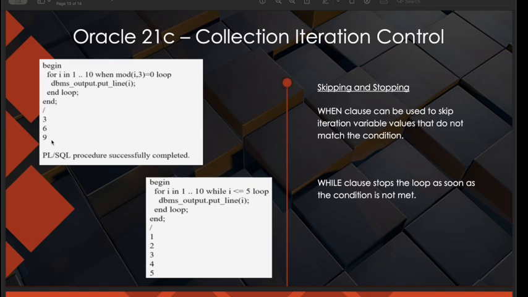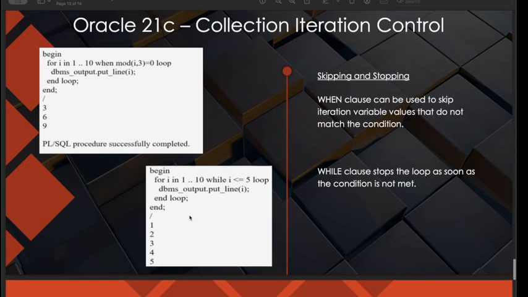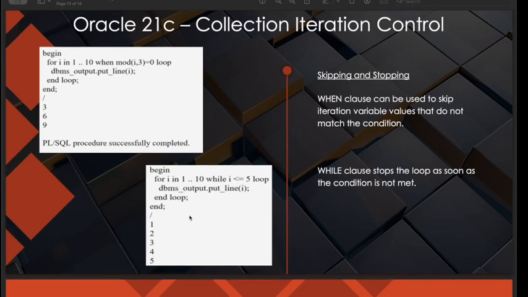The while clause stops the loop as soon as the condition is not met. In the following example, we use a range from 1 to 10 but stop the loop if the iteration variable value is not less than or equal to 5. Clearly that is a simple example, but it allows us to see how the while clause works.